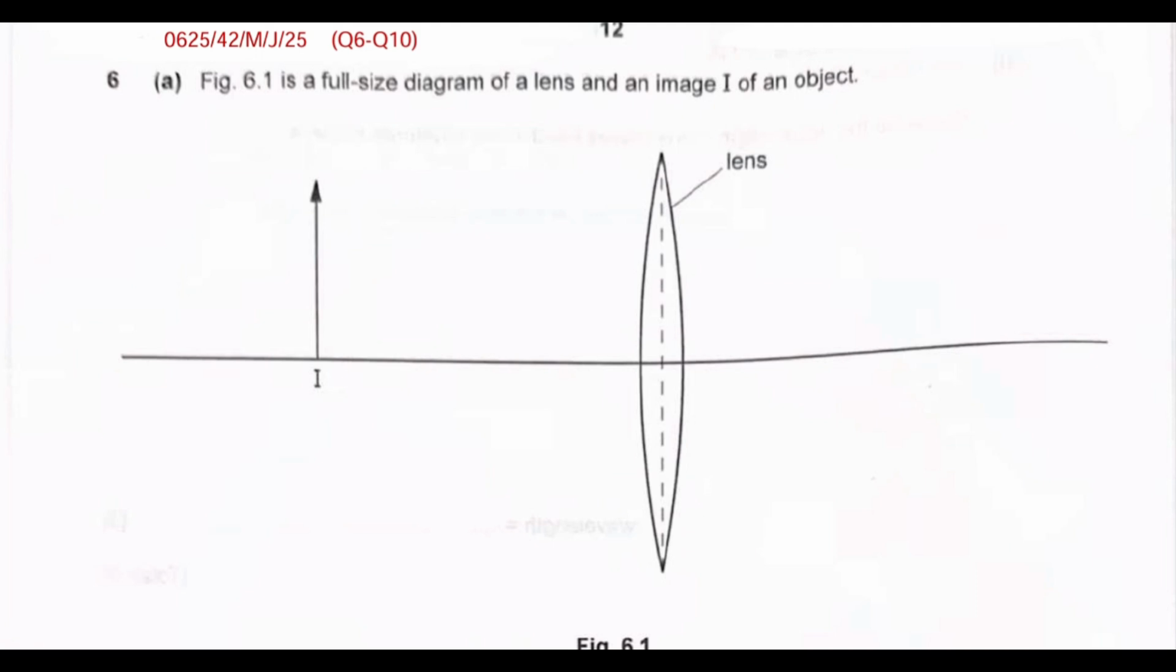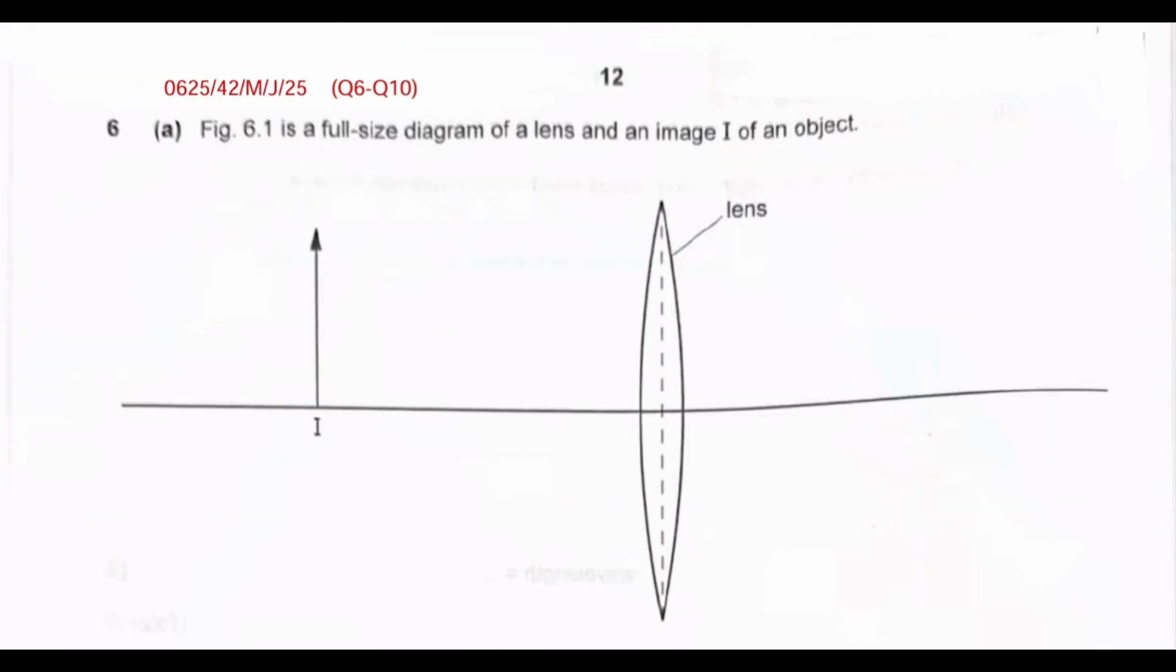In today's video, we will do the remaining Paper 4 of course code 0625. It's Variant 2, May-June 2025. And in this video, we will do question number 6 till question number 10. Question number 6 says figure 6.1 is a full-size diagram of a lens and an image of an object.